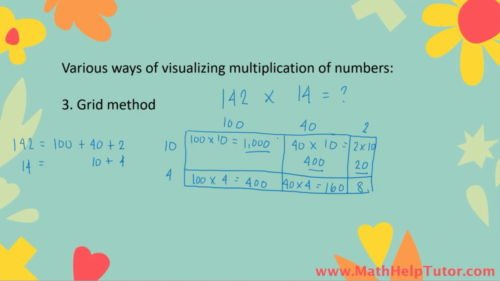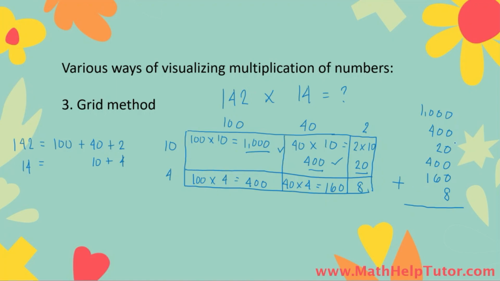So to get the total area of all these rectangles, or for this whole big rectangle, what we do is we just add all the areas, or all the number of squares in each region. So we write the area over this side as 1000, this one, plus 400, this one, plus 20, this one, plus 400, plus 160, plus 8. Then let's put a line, and we are going to perform addition using the standard algorithm.